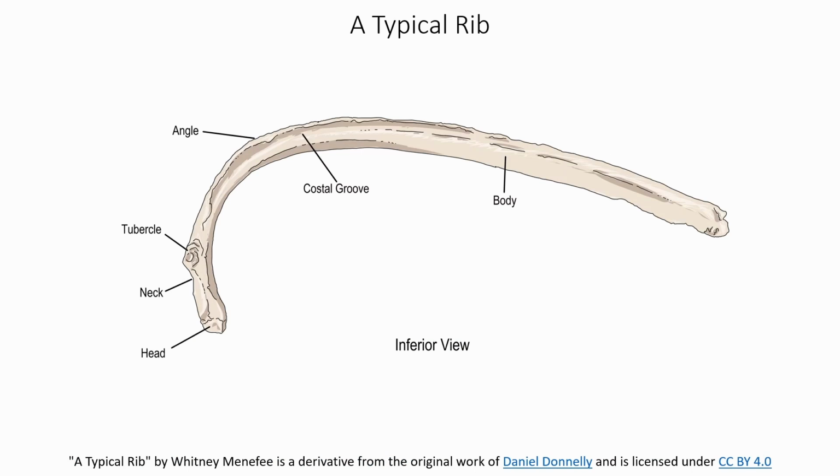So here's our typical rib. There's some main components to it. We have the body, we have the costal groove. Now the costal groove and the angle are going to be so that we can attach the intercostal muscles, which will help us with breathing. And then over here is where we're going to see the articulating components of the rib when it comes to connecting to the vertebra. We have the tubercle, the neck, and the head. The tubercle and the head are going to be the components that actually directly articulate with that vertebra.